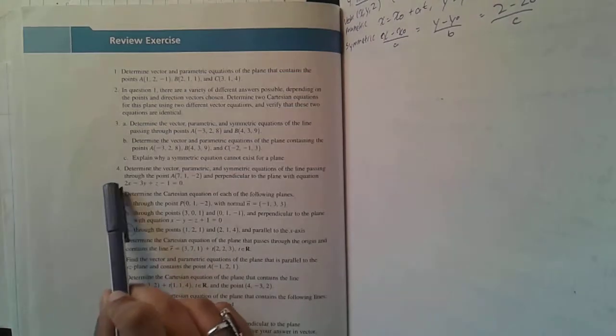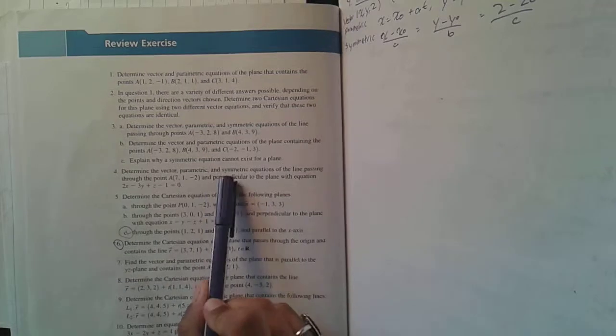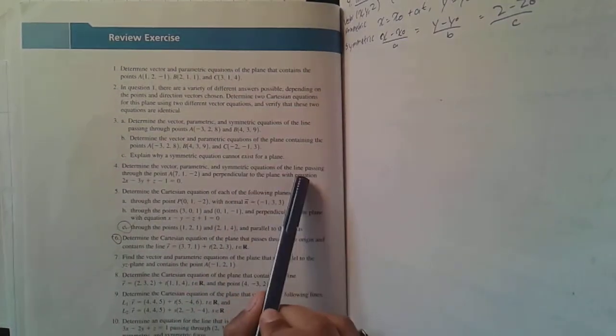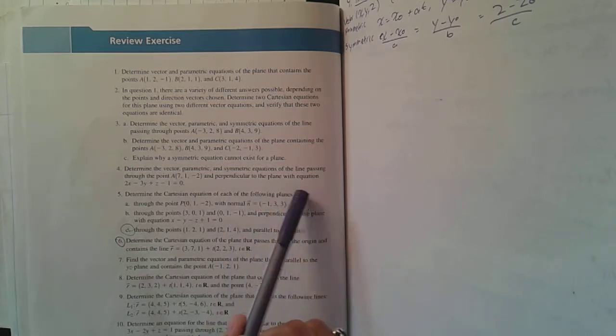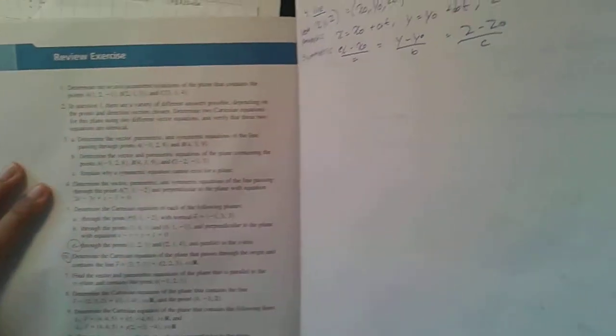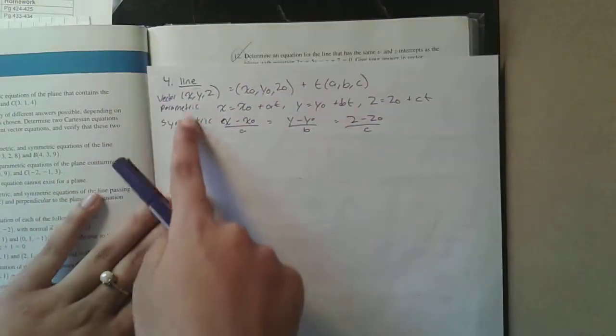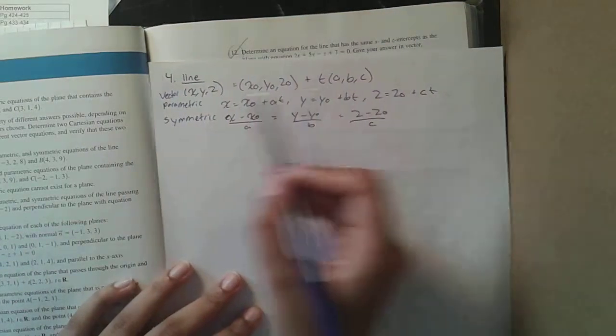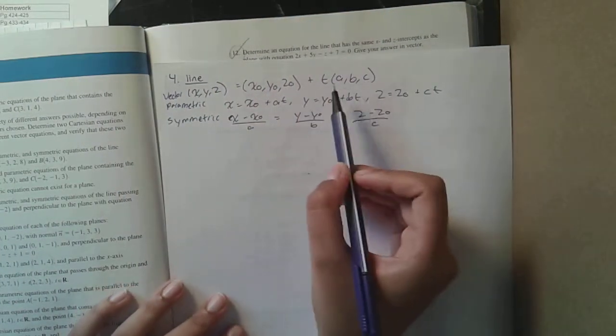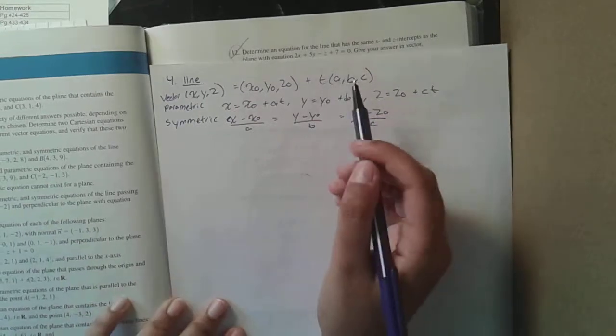Number 4 in this review, we need to determine the vector, parametric, and symmetric equations of the line passing through these points and perpendicular to this equation. So first step is that we know it's a line, so we're going to be using these equations. For these coordinates, we're going to start off with the vector first. For these coordinates, they're the normal.